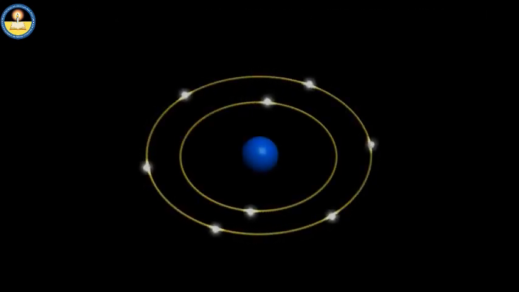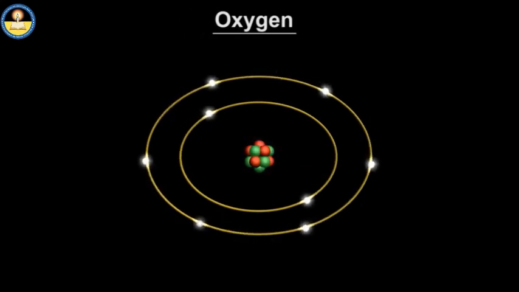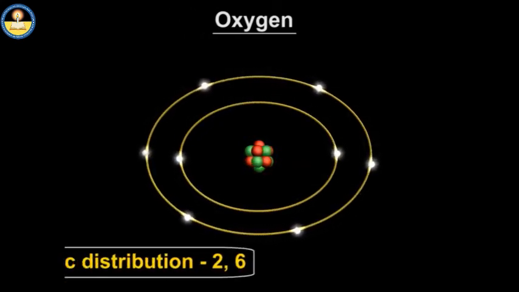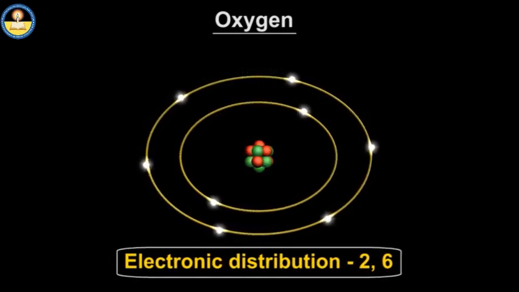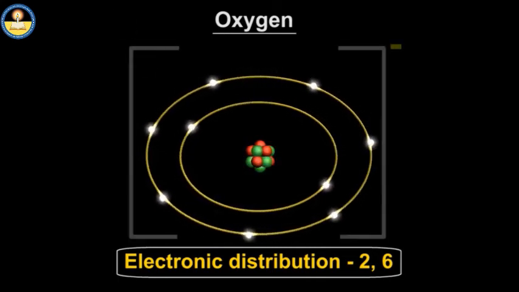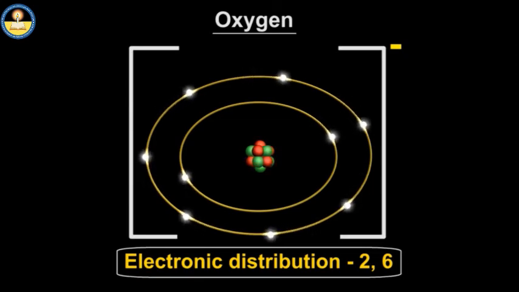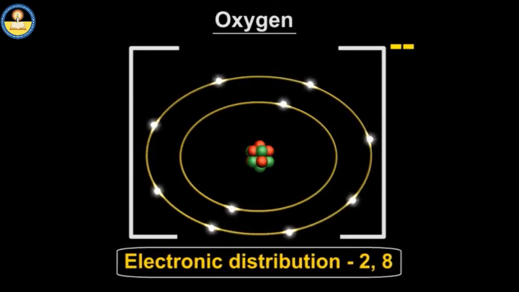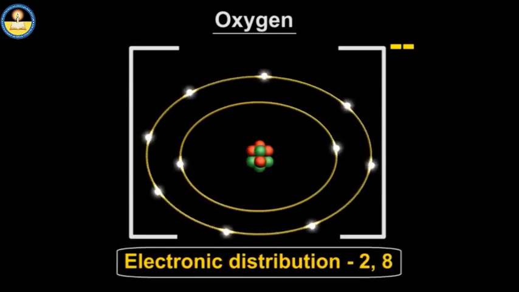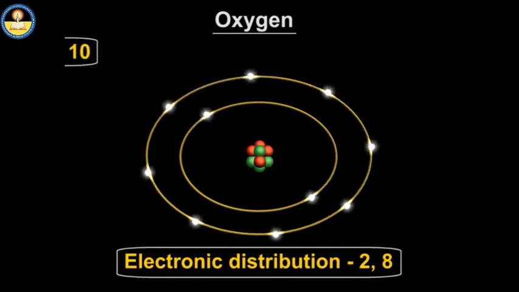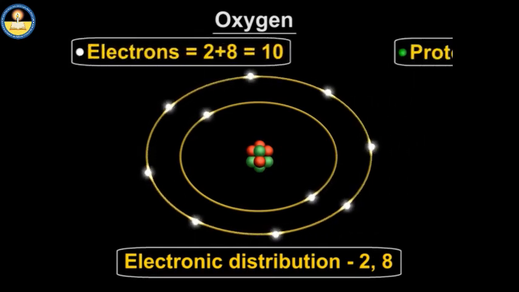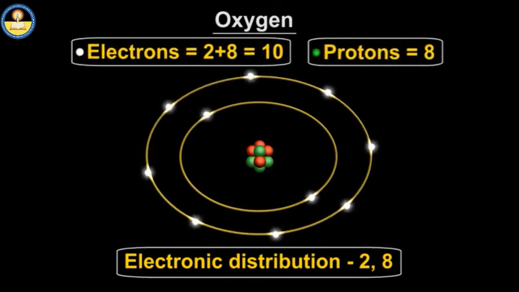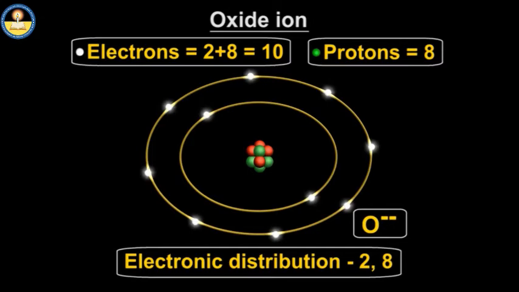Now the electronic distribution of oxygen. O equals 2, 6 electrons. It gains 2 more electrons to form a negative ion. Since in an ion the number of electrons, 2 plus 6, is 2 more than the number of protons, it has 2 units negative charge as shown on the screen. We call this an oxide ion.